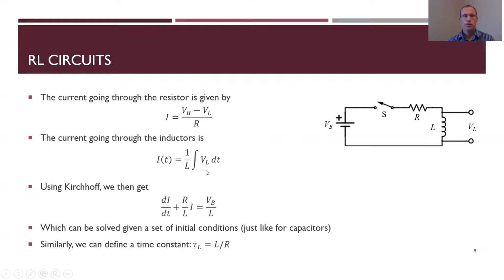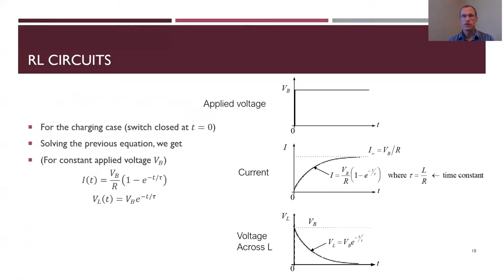Current going through the inductor, same equation we had on the previous slide, related to the voltage through the inductor and the inductance. And then Kirchhoff's laws, add them all up, we get this differential equation, just like we did for capacitors. Obviously slightly different, but same sort of form. And then with this, we can define a time constant, again, similarly. Previous one was R times C. In this case, it's L divided by R, and that's going to act much the same way as it did for capacitors.